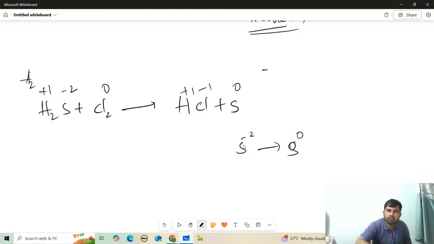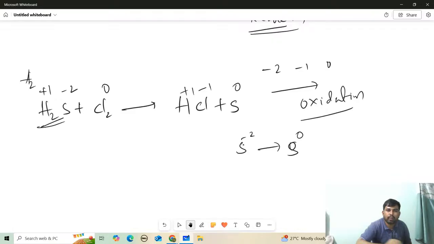So minus 2 to 0, what I can say, minus 2, minus 1, 0. It is moving in that direction. You can say it is undergoing oxidation. So this substance undergoing oxidation, sir, you can say H2S. Okay. What about this hydrogen?